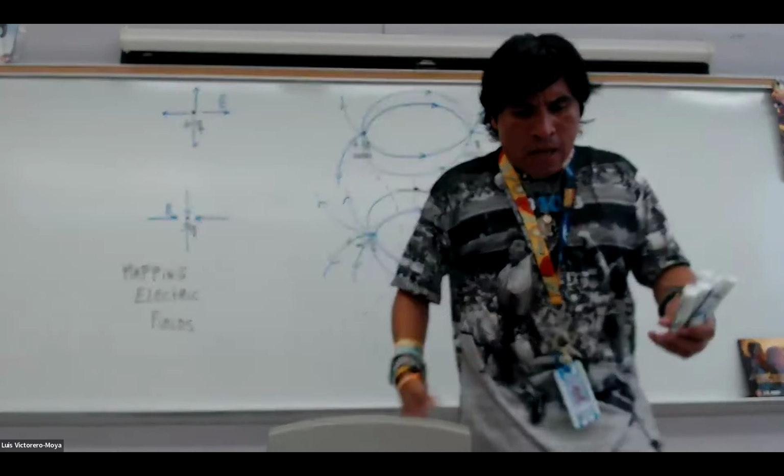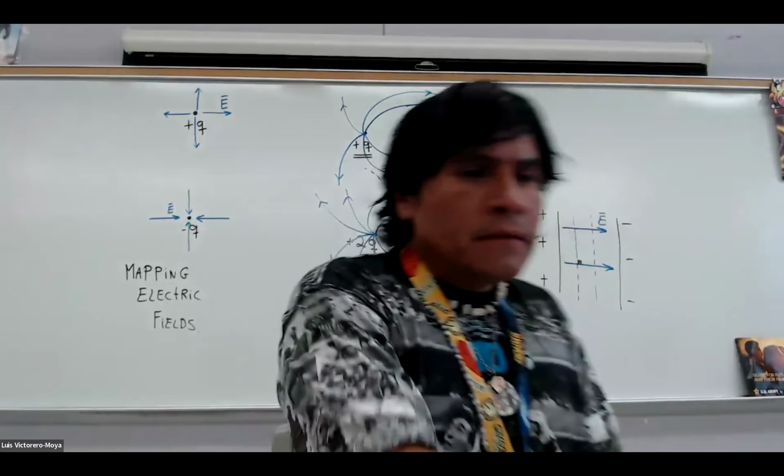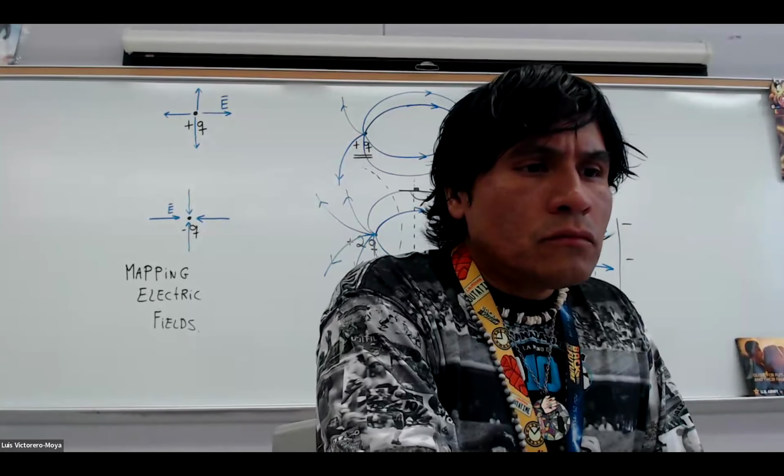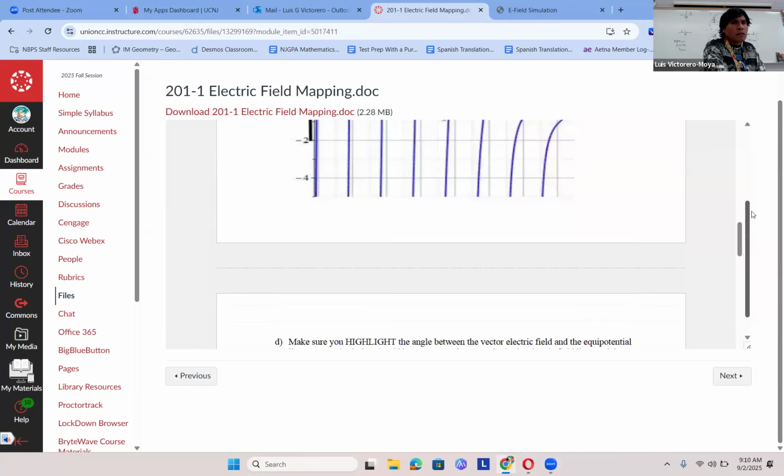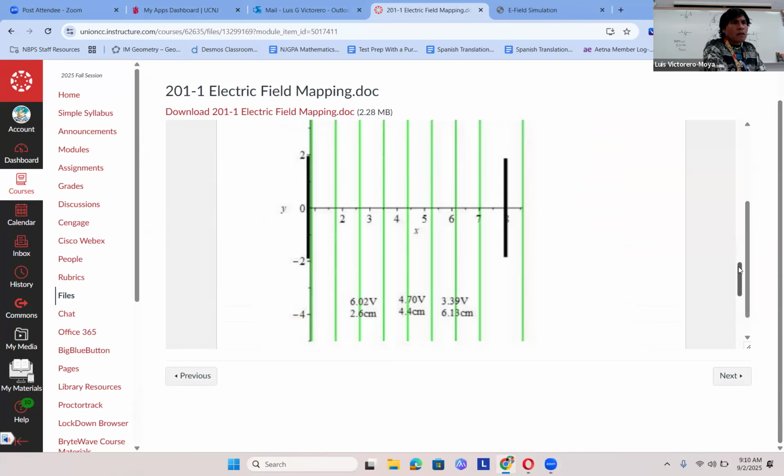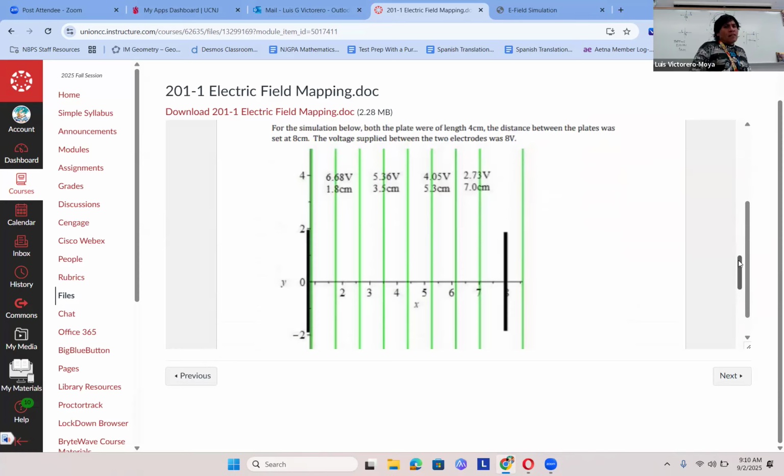So let's go to the file. In here for the last arrangement, you're given this. Those are the equipotential lines. You can draw the electric field lines easy, right? And there are a couple of things that you have to notice. The potential is decreasing, and the voltage was 8. So you can easily figure out where is 8 and where is 0 volts.